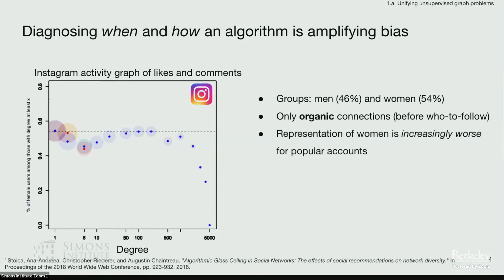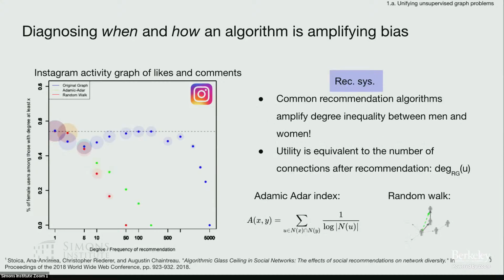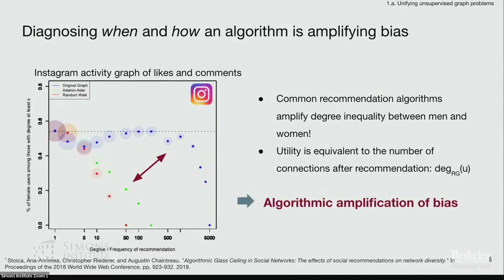And you may think that's not a big deal. That's just how the data looks. Of course, it's not something that we introduced in the data. But what we did here was to ask what happens when you have recommendations that are based on friends of friends. For example, recommending people based on the Adamic-Adar index or a random walk of length 2. If you look again at the percentage of one of the groups among those with degree at least x, in green and in red, you see that the percentage of women drops to 0, but much faster. So this gap got amplified in a way. And this is an example of what I mean by amplification of inequality between the two groups.